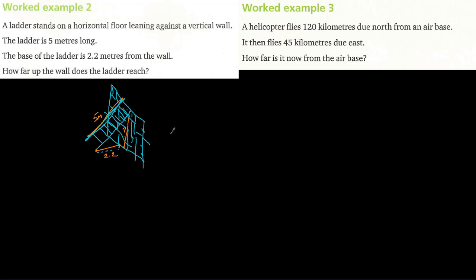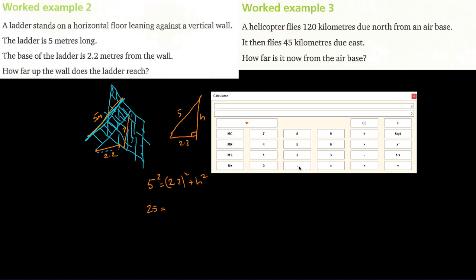Here I'm going to simply draw the figure. This is 5 units, this is 2.2, and we are looking for h. Here I'm going to use the Pythagorean theorem again. 5 square is equal to 2.2 square plus h square. I'm going to use a calculator for this example. 25 is equal to 2.2 square, which is 4.84, plus h square.